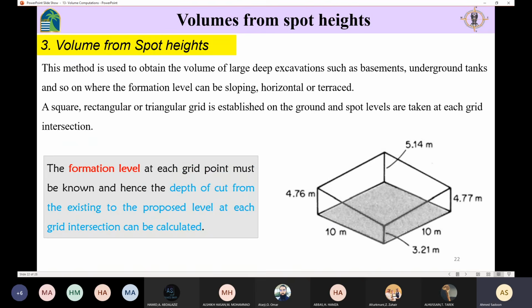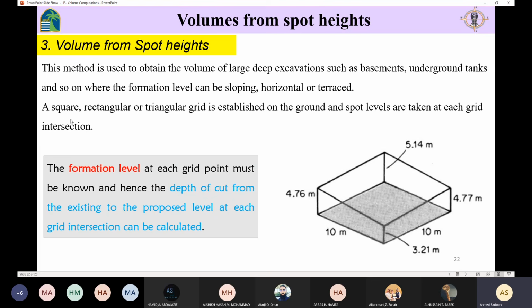So finally, we are going to determine the volume, but this time we are going to use the spot heights. In the previous two methods, we used the cross section areas. In this method, we are going to use the spot heights. And we usually use this method when we need a large deep excavation, such as basements and underground tanks. So we usually use this method when we need to excavate to create a basement or underground tanks.